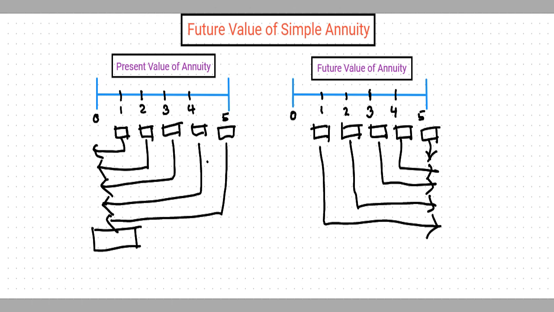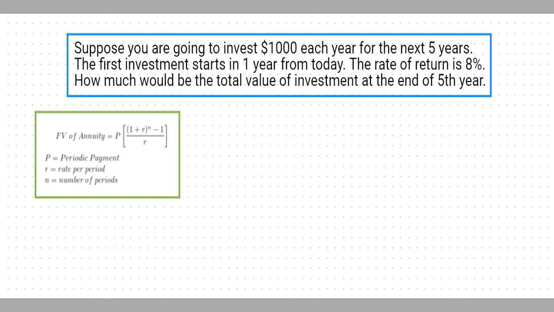So we will understand with an example how to calculate the future value of annuity using a formula and the Excel spreadsheet. Suppose you are going to invest $1,000 each year for the next 5 years. The first investment starts in 1 year from today, and the rate of interest is 8%. How much would be the total value of investment at the end of 5th year? This one is a simple annuity where the cash flow starts at the end of a period.